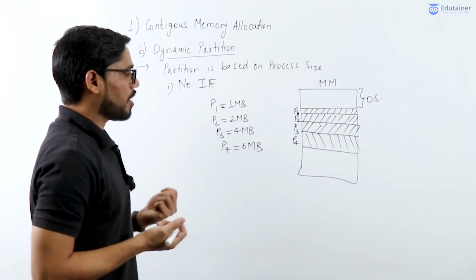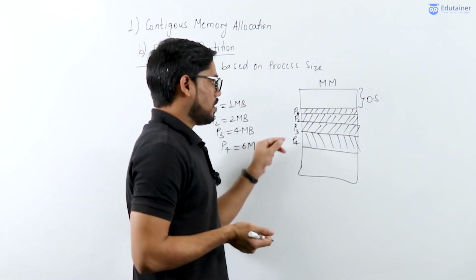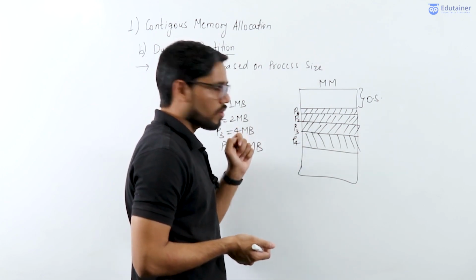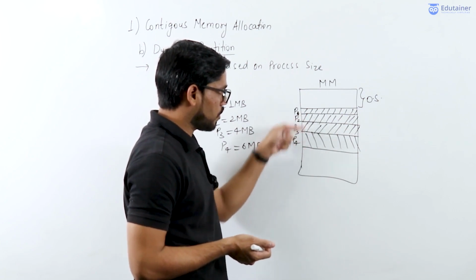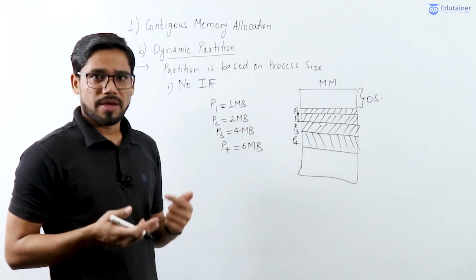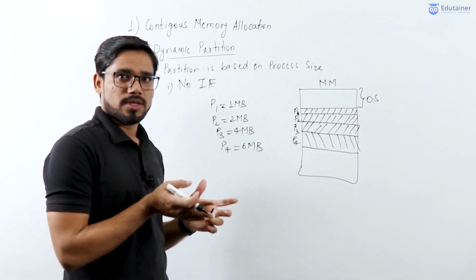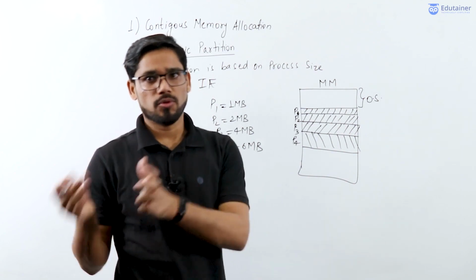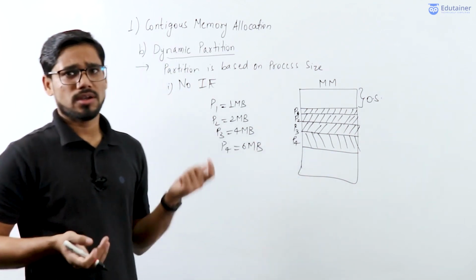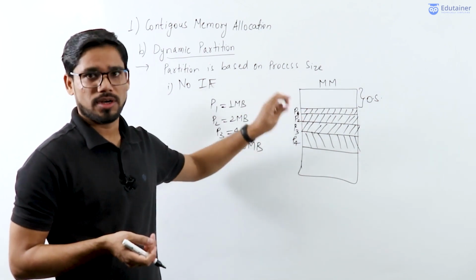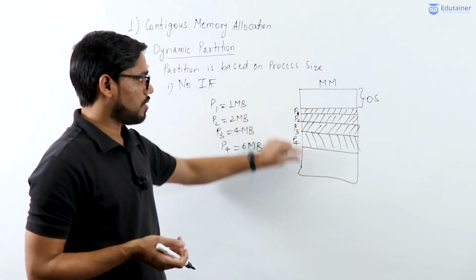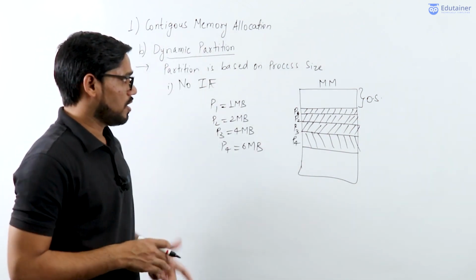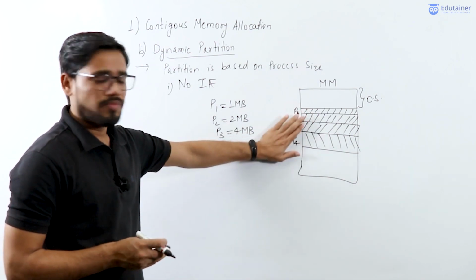And what about external fragmentation? External fragmentation is this: if you sum up the different vacant spaces at different locations, and this combined space is sufficient to allocate a new process, but we cannot allocate it because of the requirement of contiguous space for the process in contiguous memory allocation, that is external fragmentation. And here external fragmentation still occurs.